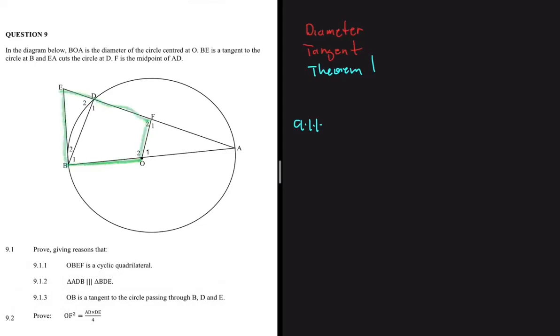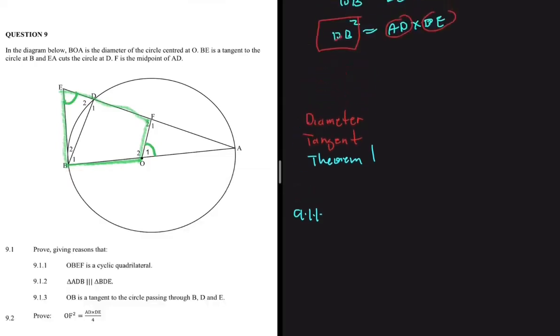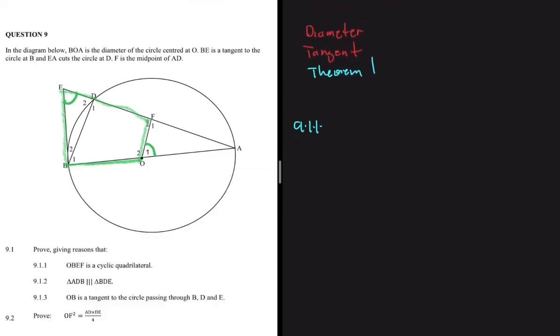So back to the definitions, right? If it's a cyclic quadrilateral, then what should happen? This angle O1 should be equal to this angle E. The exterior angle should be equal to the interior opposite, right? Or F1 should be equal to the interior opposite angle B. That's if indeed it's a cyclic quad. So that's what we're essentially trying to prove.